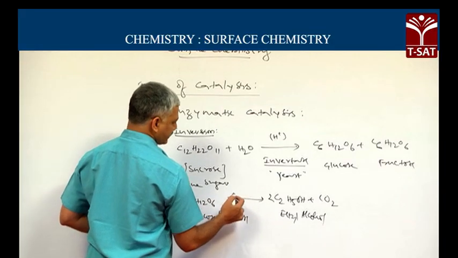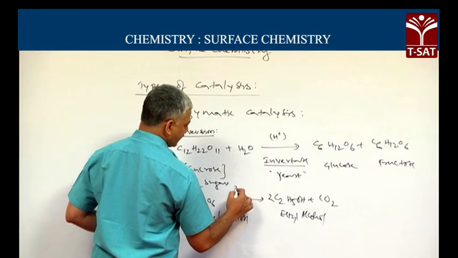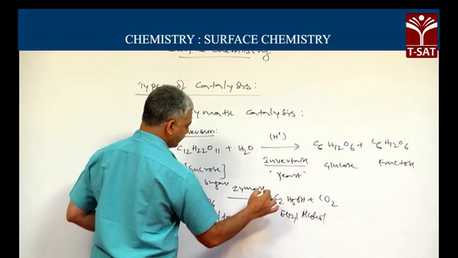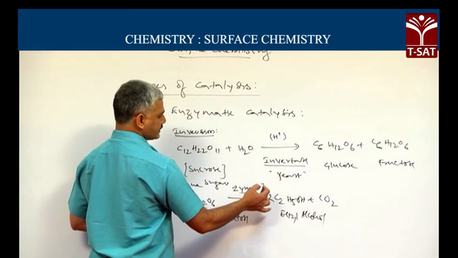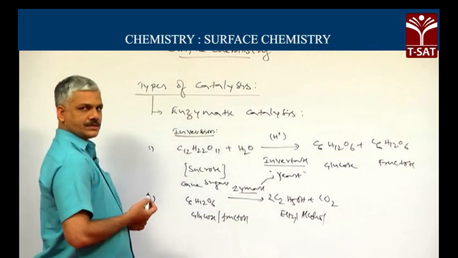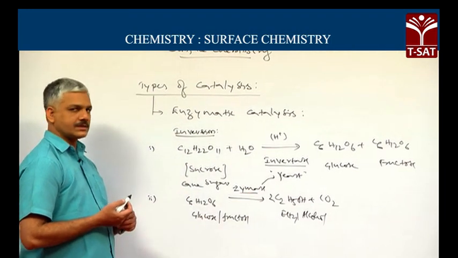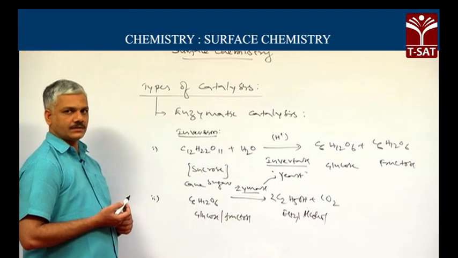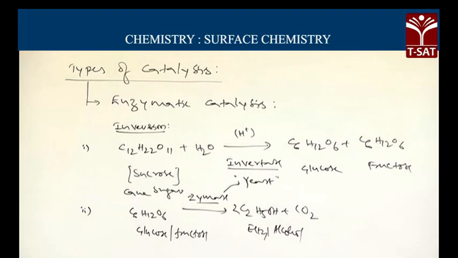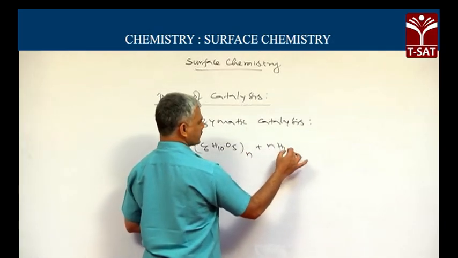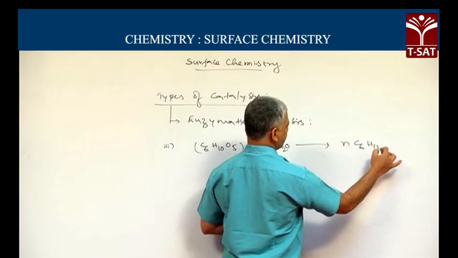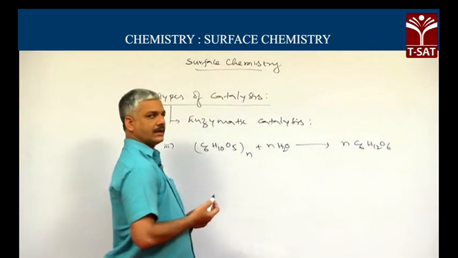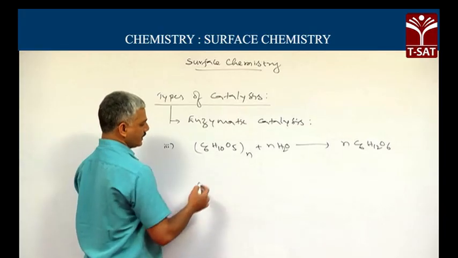This reaction takes place in the presence of an enzyme called zymase. This zymase is also released by the same microorganism, yeast, and this process is known as fermentation of sugars. Conversion of starch into glucose is also an example of an enzymatic catalysis reaction.